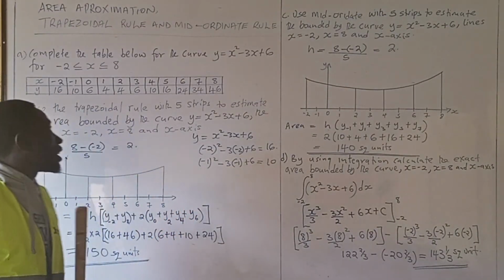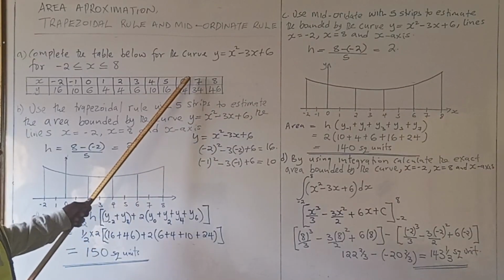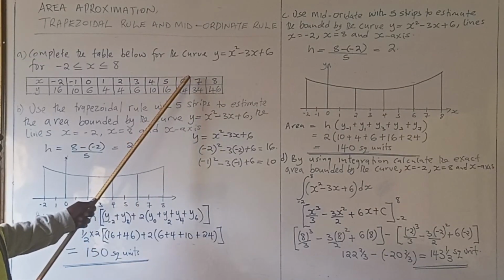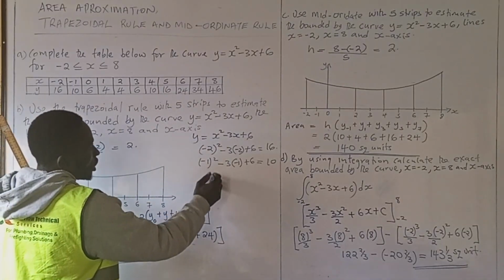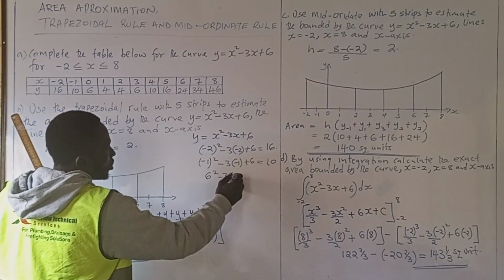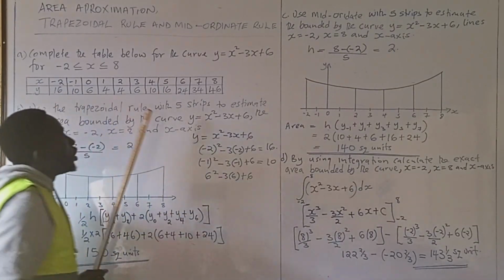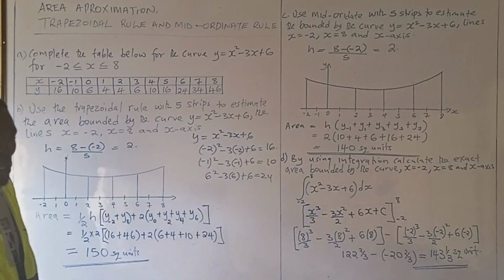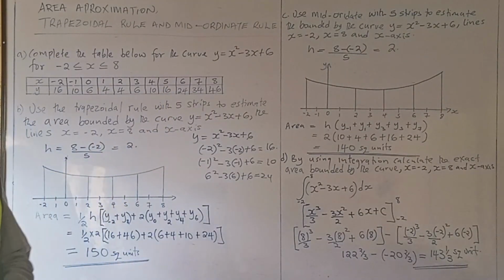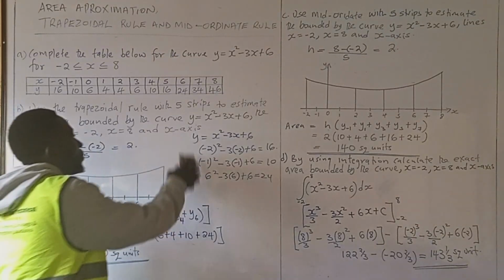Then you continue like that. For example, the sixth one, when x is 6, you replace with 6. So 6 squared minus 3 into 6 plus 6, you get 24. So that is how we fill the table.